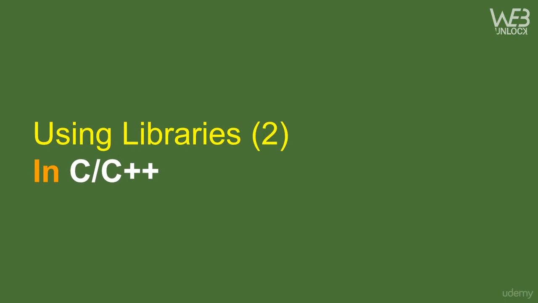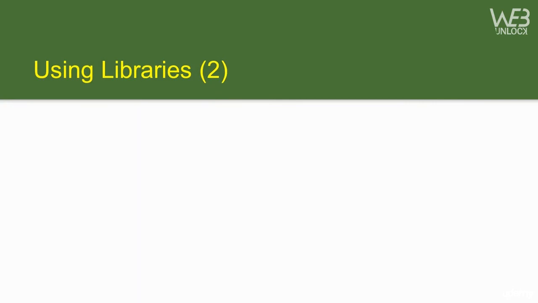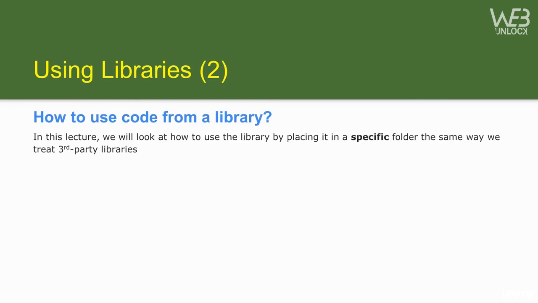Using libraries in C++, Part 2. In the previous lecture, we looked at how we can use a library that we built by including the header and the .lib file in our project. This lecture will focus mainly on how we can use the library by placing it in a specific folder the same way we do with third-party libraries, like libraries we buy from other people or open source libraries.